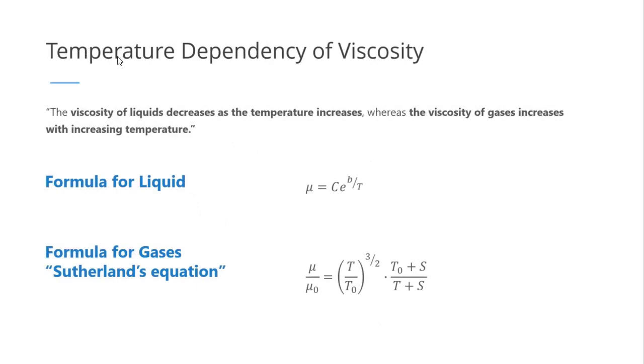To relate viscosity with temperature, the viscosity of liquids decreases as the temperature increases, whereas the viscosity of gases increases with increasing temperature. For liquids, we use the formula mu is equal to C e raised to B over T. For gases, we use the Sutherland's equation to estimate.